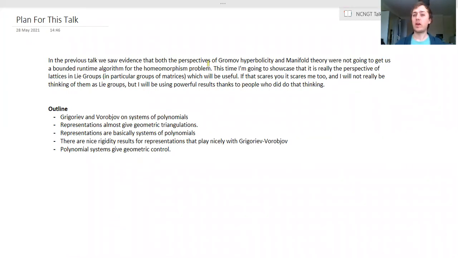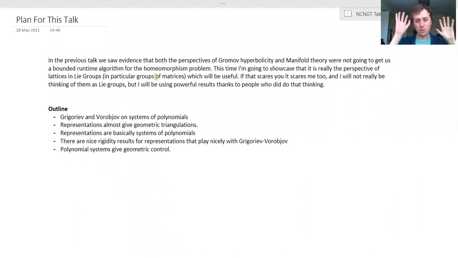And so this time I'm going to showcase a different perspective, one that takes advantage of the combination of hyperbolic and manifold. What hyperbolic manifolds are can be thought of as defined by the lattices in Lie groups. In particular, these Lie groups are groups of matrices, in fact, and that's going to be really useful.